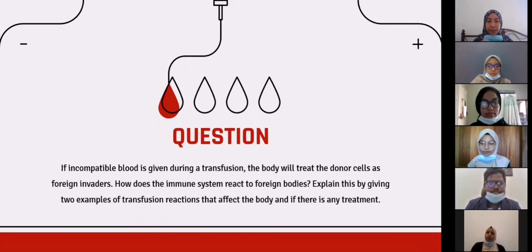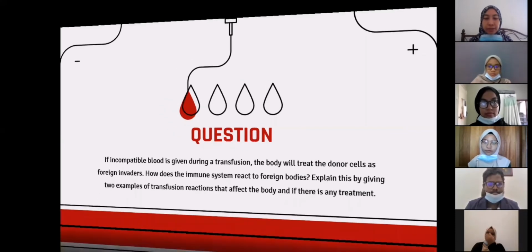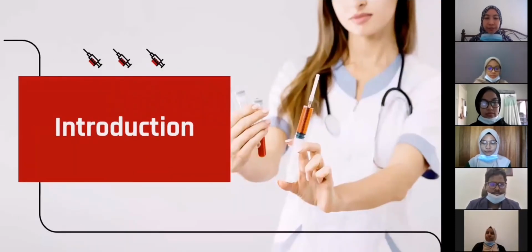This is the question that we received from Dr. Elysha. If incompatible blood is given during a transfusion, the body will treat the donor cells as foreign invaders. How does the immune system react to foreign bodies? Explain this by giving 2 examples of transfusion reactions that affect the body and if there is any treatment. So there will be a role play for this presentation. Okay, let's begin our role play.